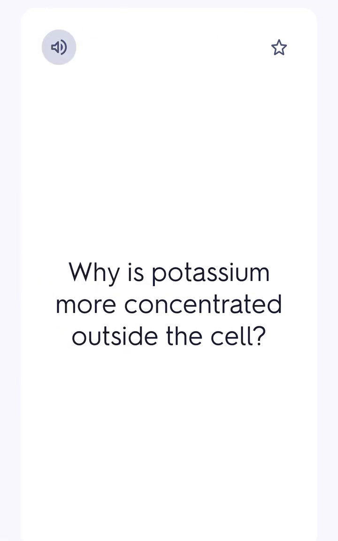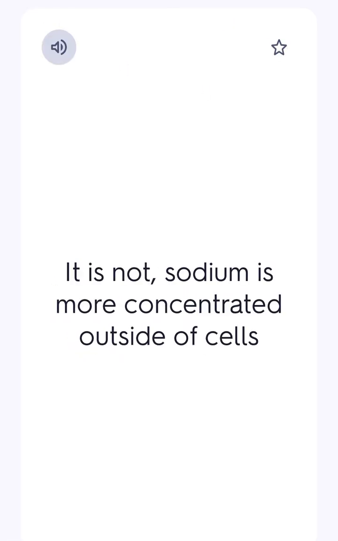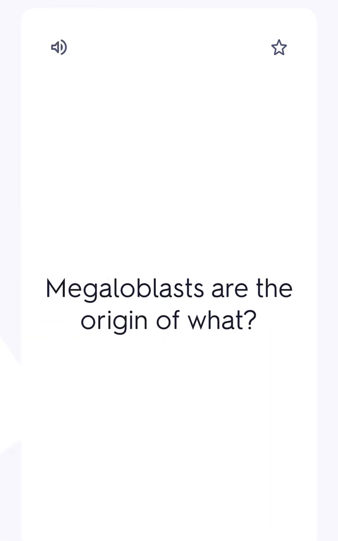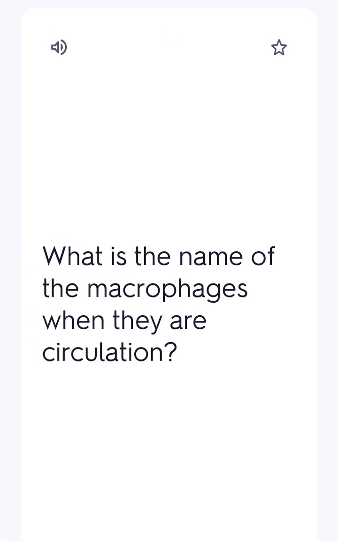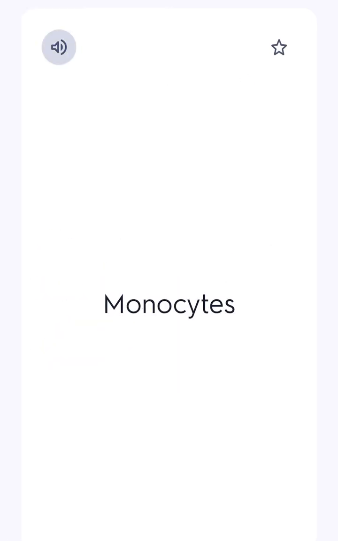Why is potassium more concentrated outside the cell? It is not. Sodium is more concentrated outside of cells. Megaloblasts are the origin of what? Red blood cells. Megaloblasts are immature erythrocytes. What is the name of the macrophages when they are circulation? Monocytes.